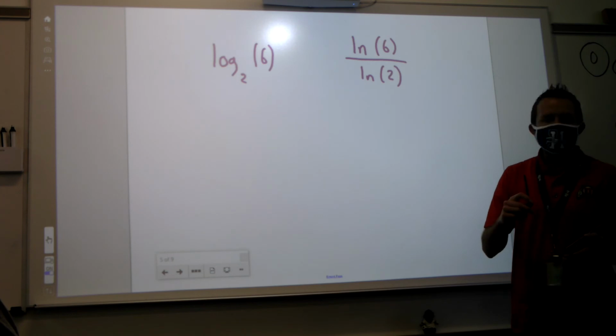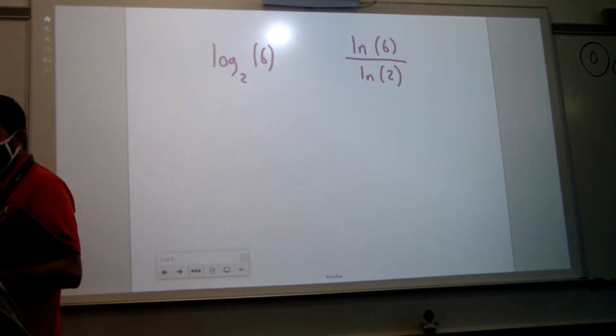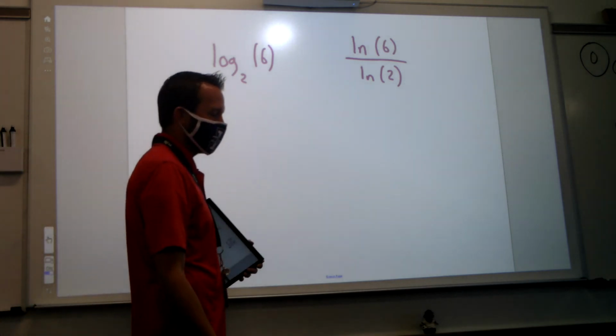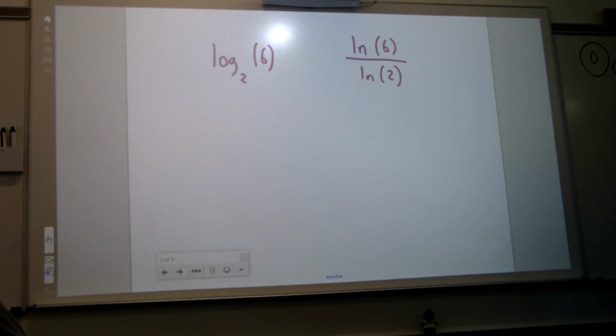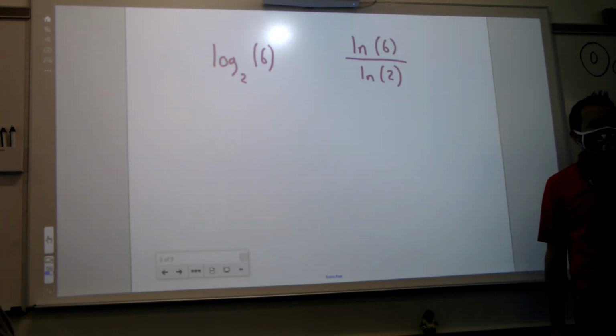So try that out with me. Will you guys get your calculator, do math up, do log base 2 of 6. So math up, log base 2 of 6. And it should give you 2.5849. Now, go and do ln of 6 over ln of 2. Will it give you that same ugly decimal? You got the same? That's called the change of base formula.